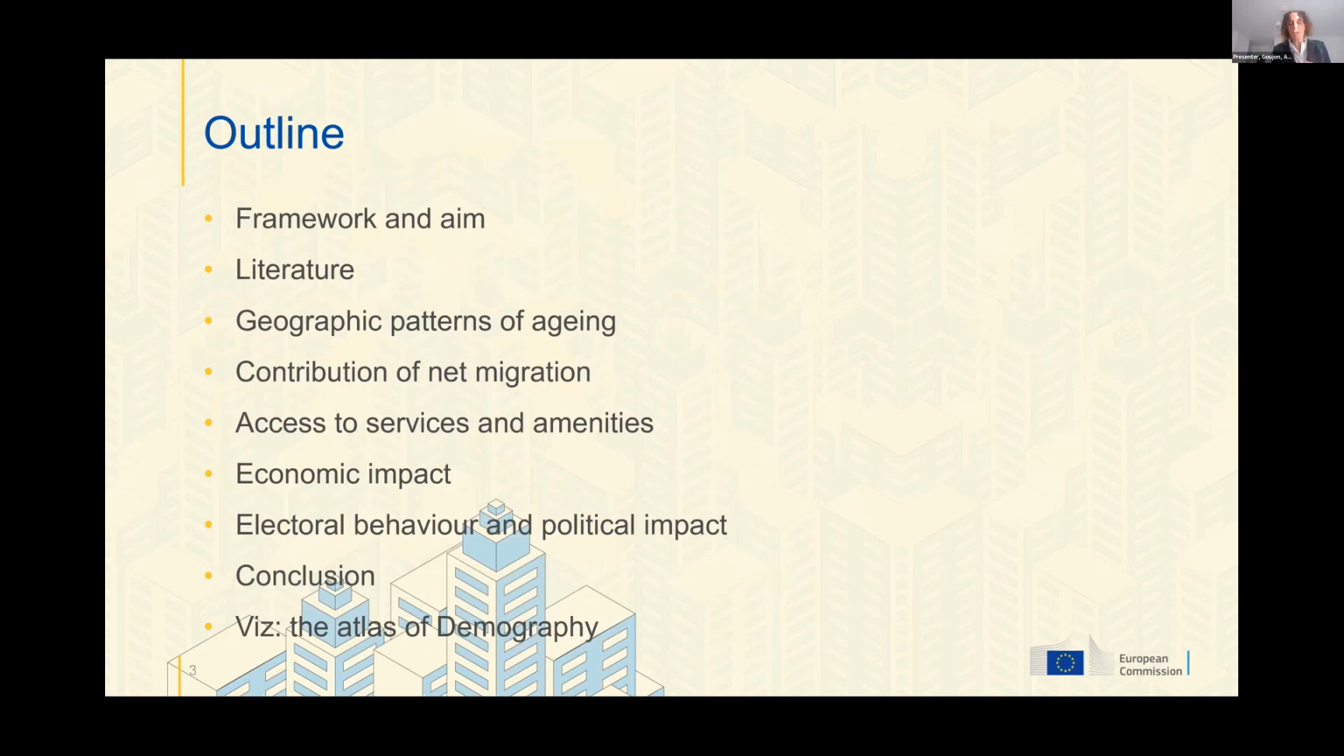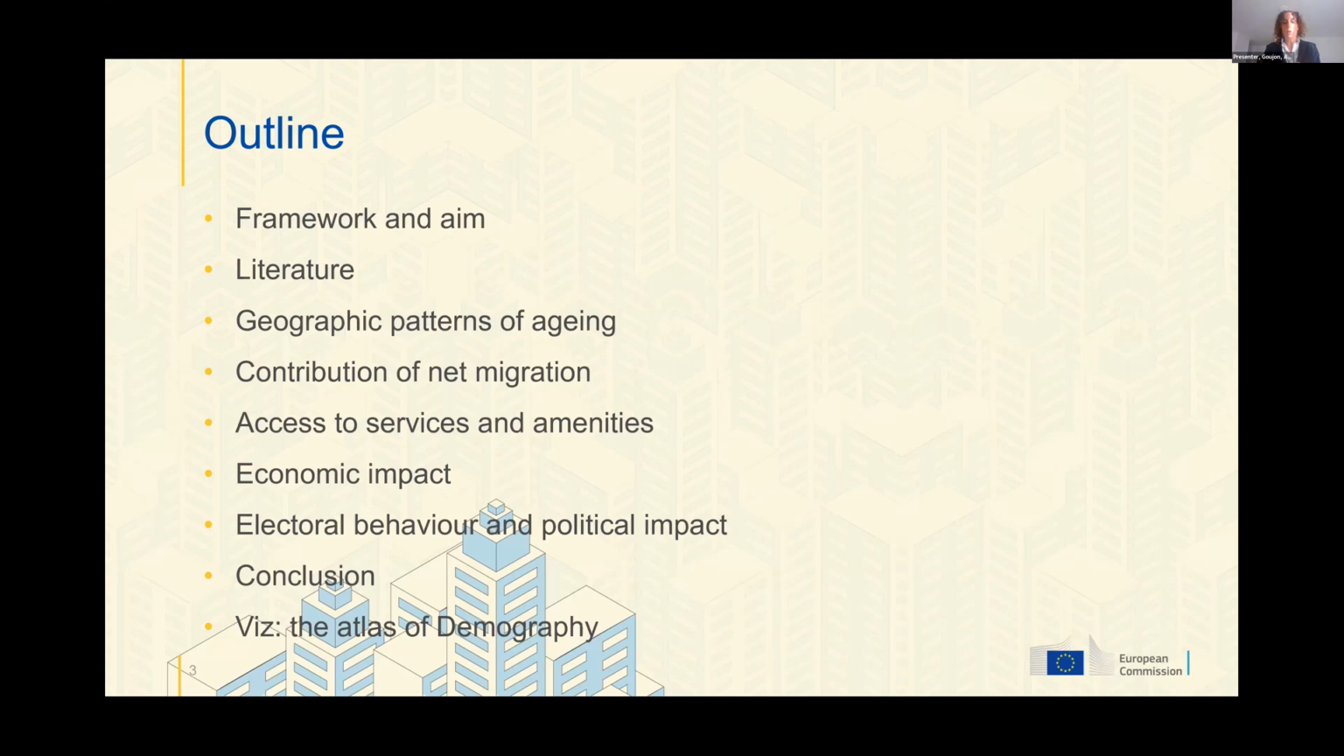I have structured the presentation along the following topics. I will first provide some framework and some literature. Then I will present some of the findings about the geographical patterns of aging at spatial level in the recent past, with some projections to 2050. And then we will zoom out at NUTS3 level to disentangle the changes that are due to cohort turnover from those due to net migration, and then move on to the impacts on access to services and amenities, on the economy, on electoral behavior and political impact.